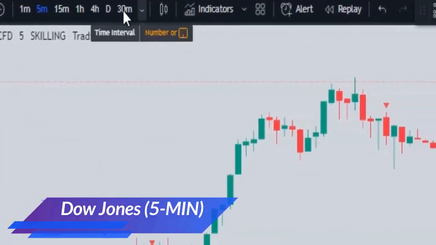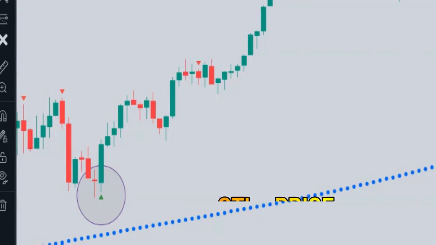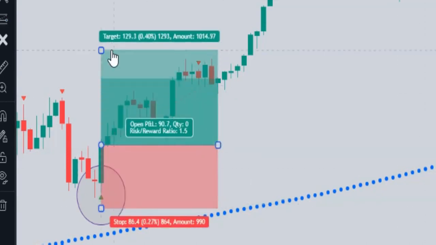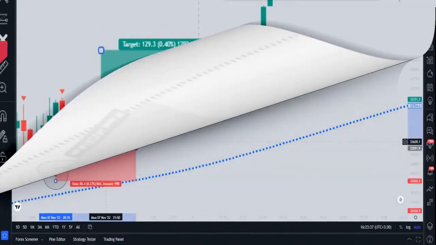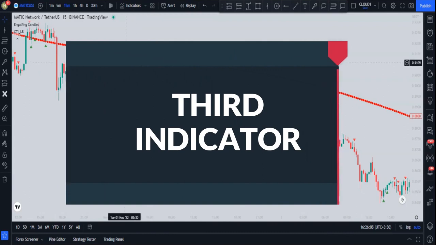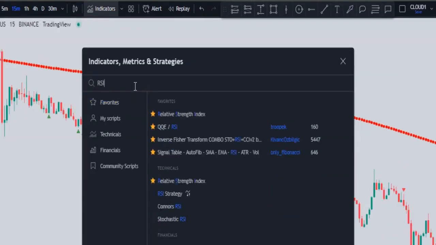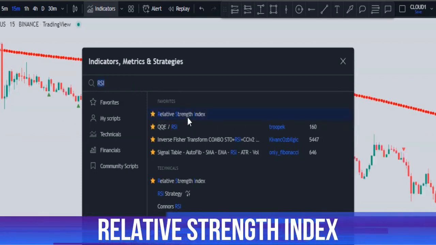This is Dow Jones 5-minute time frame and this buy signal is valid because the CTI indicator is below the candlestick, and you can see how great this CTI indicator can help us to trade with the market trend direction. Let's add the third indicator to complete the setup. So go ahead to the indicators and search for the third indicator, which is called RSI or Relative Strength Index. This would be our final indicator.